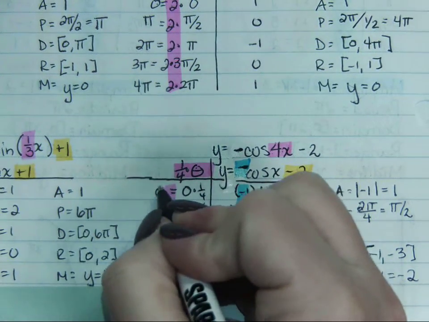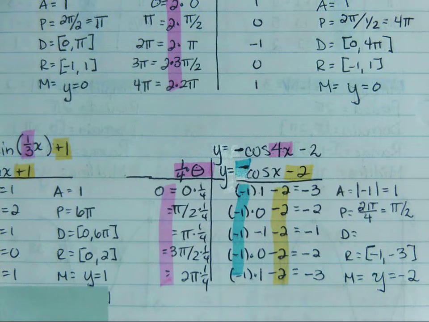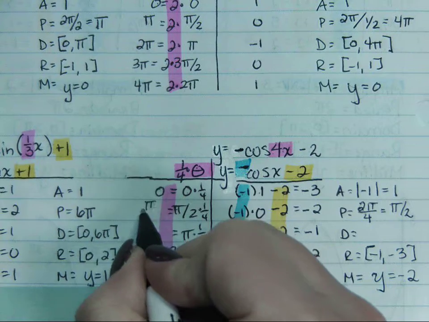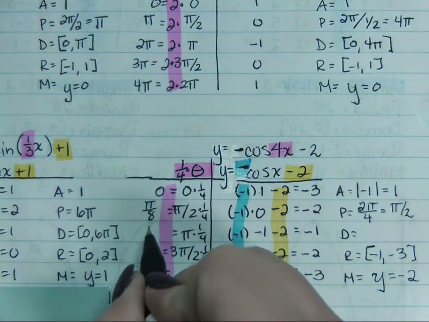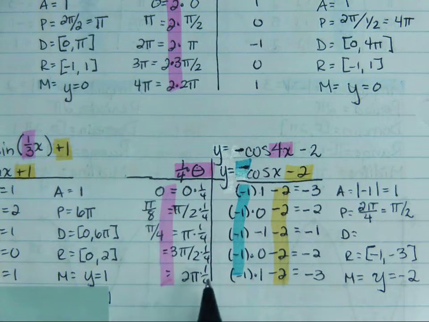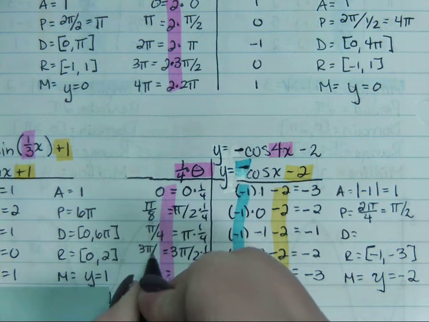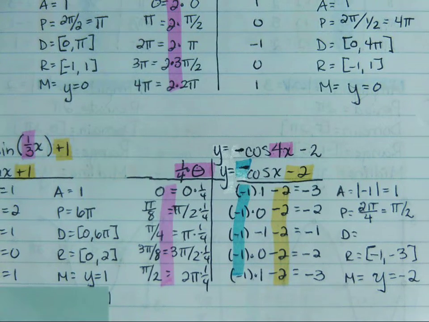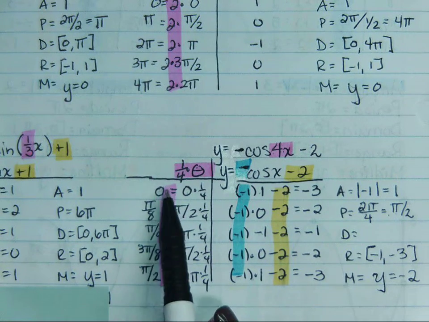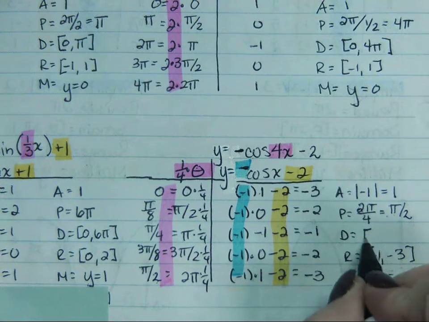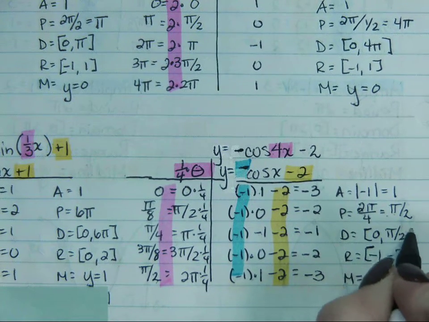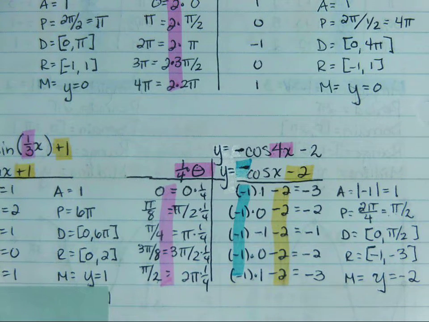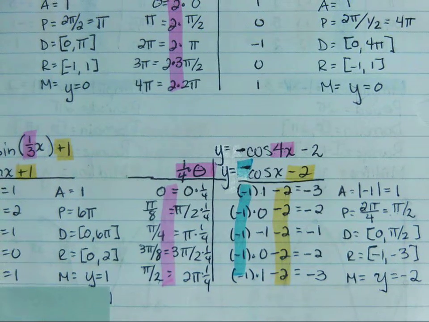So my domain, now I'm going to have to multiply everything by 1/4. And so what's happening over here is this is going to end up giving me a pi over 8, a pi over 4, a 3 pi over 8, and then a pi over 2. And so I can double check that my period length is 0 to pi over 2, and then I can verify my domain. So these help us a little bit with how to label our increments when I start to make my graph.